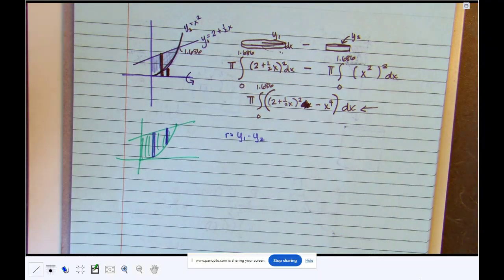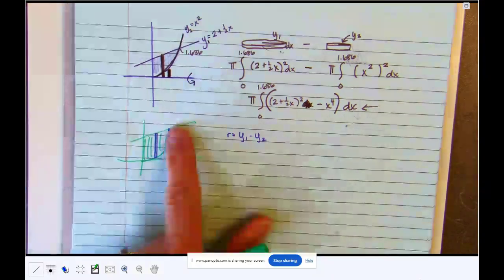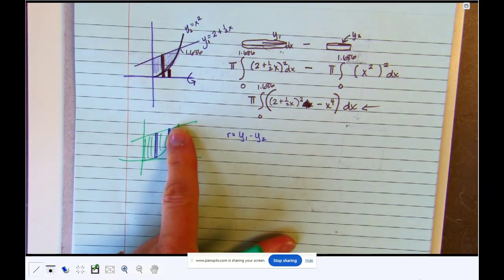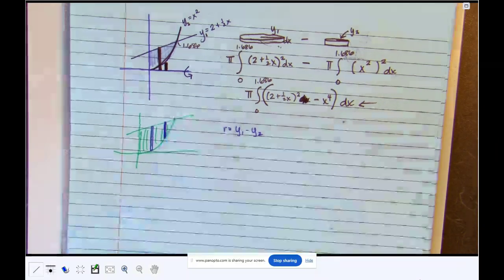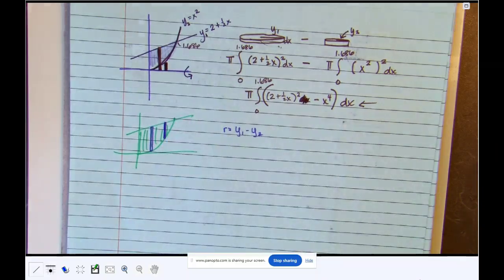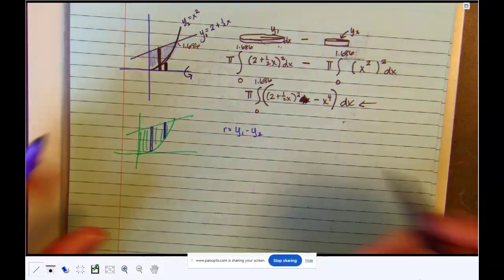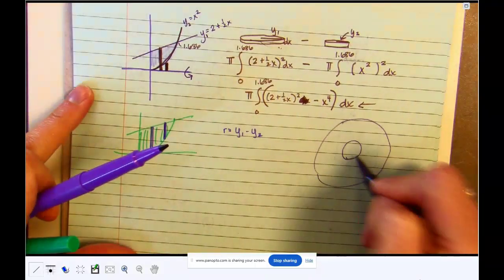That's wrong. The problem is that that's not the radius. The definition of a radius is from the center to the outside. This is not center to outside. It's only the inside of some, like if you had a washer, like if it was a donut, I would go donut.